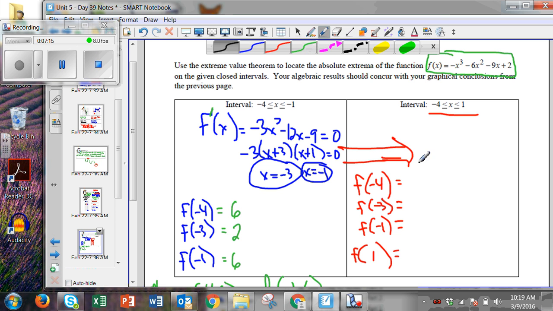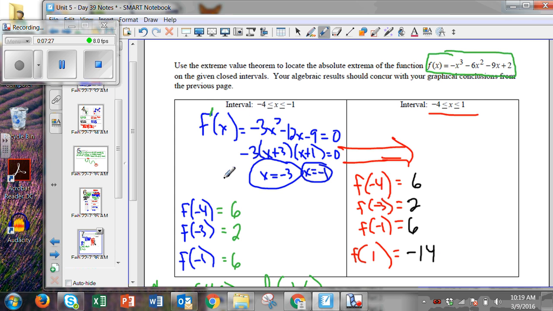Okay, and now I put in negative 4. We already put that into the original function. We got 6. I already put negative 3 in there. We got 2. I already put negative 1 in there. We got 6. Now I'm going to put 1 in here, and we get negative 14.